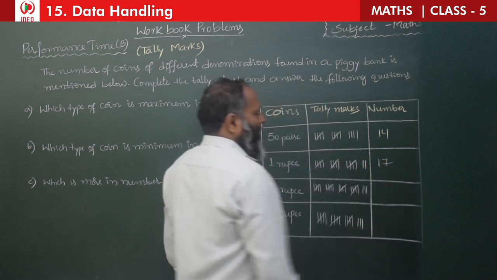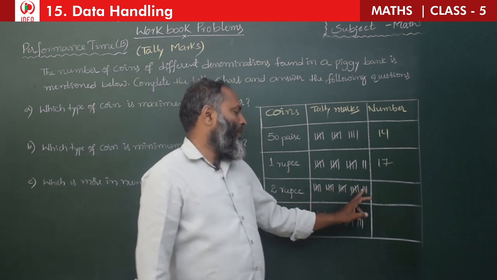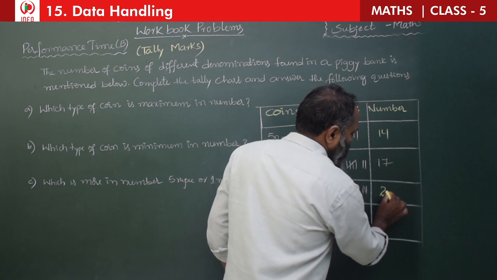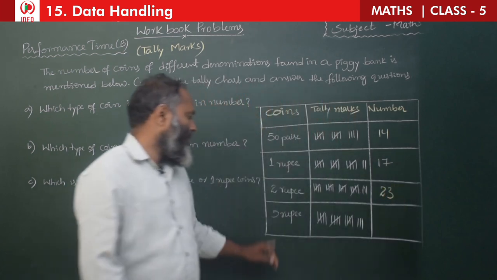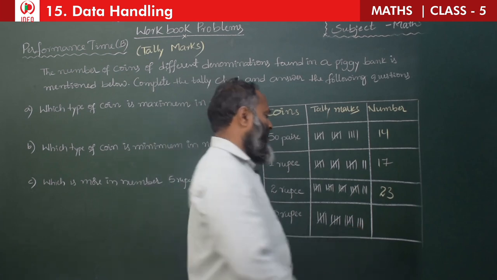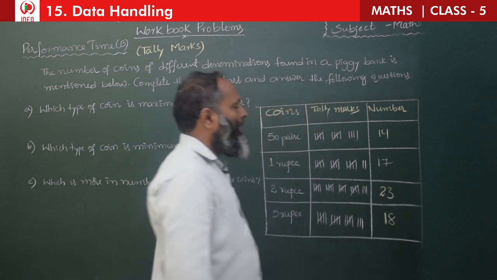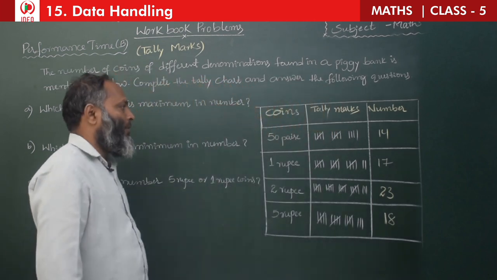17. So then 2 rupee coins: 5, 10, 15, 20, 23 coins. Then 5 rupee coins: 5, 10, 15, 16, 17, 18. 18 5 rupee coins. This is about the number of coins.